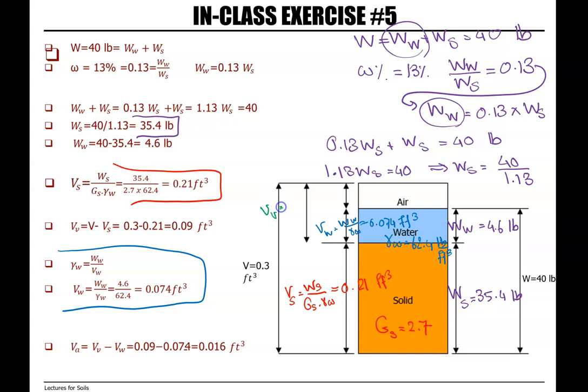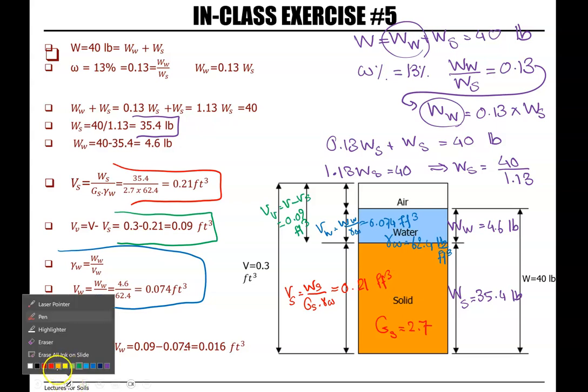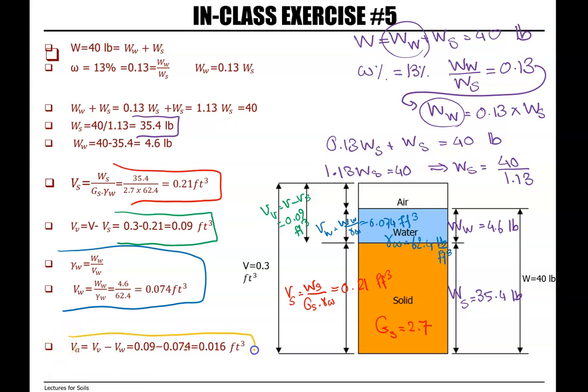Volume of void is total volume minus volume of solids, which is 0.3 minus 0.21, so we will have 0.09 cubic feet. And then finally, you can calculate volume of air as volume of void minus volume of water, which gives you 0.016 cubic feet.